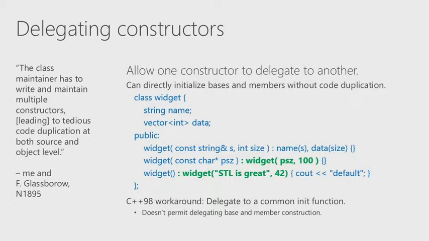So what we can do now in modern C++ is to have one constructor delegate to another. In the example here, you'll see that the second and third widget constructors delegate to the first constructor. And this lets us directly initialize name and data without first default initializing them, then assigning them. And you can even run other code after you've delegated to the constructor. For example, the third constructor delegates to the first one, but then comes back and additionally does extra work, like saying, by the way, I went and called the default constructor, and outputting that to cout.